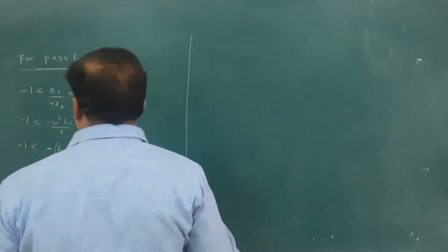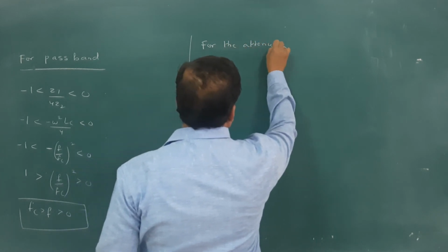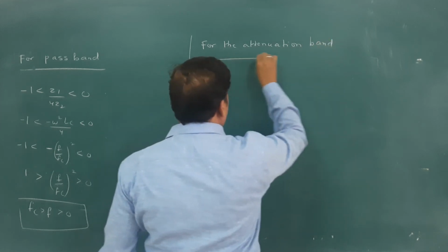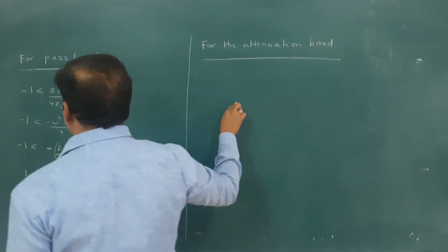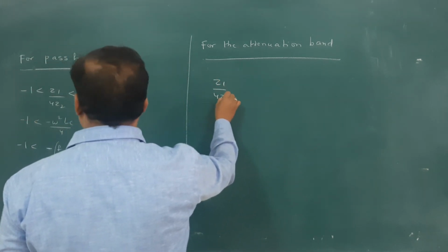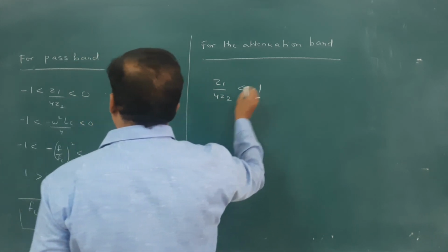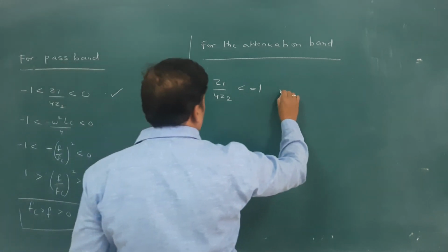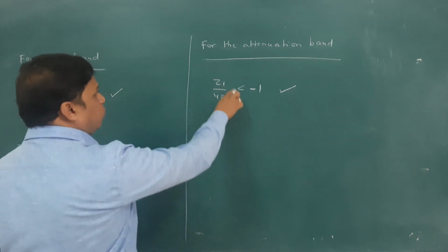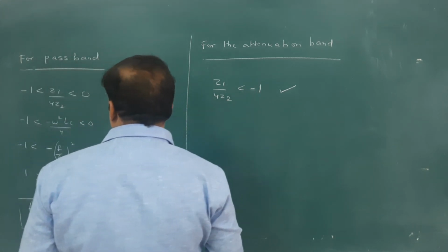So here for the attenuation band, as we know, the low pass filter has two bands, the pass band and the attenuation band, and the frequency range for the pass band has been calculated. Now it is the attenuation band. For the attenuation band, we will take z1 by 4 z2 less than minus 1. This is the key point you have to remember. For the pass band, this was the key point, and for the attenuation band, this is the key point. From the characteristic impedance, we are taking this value z1 by 4 z2, and the range is given here as minus 1 for the attenuation band.